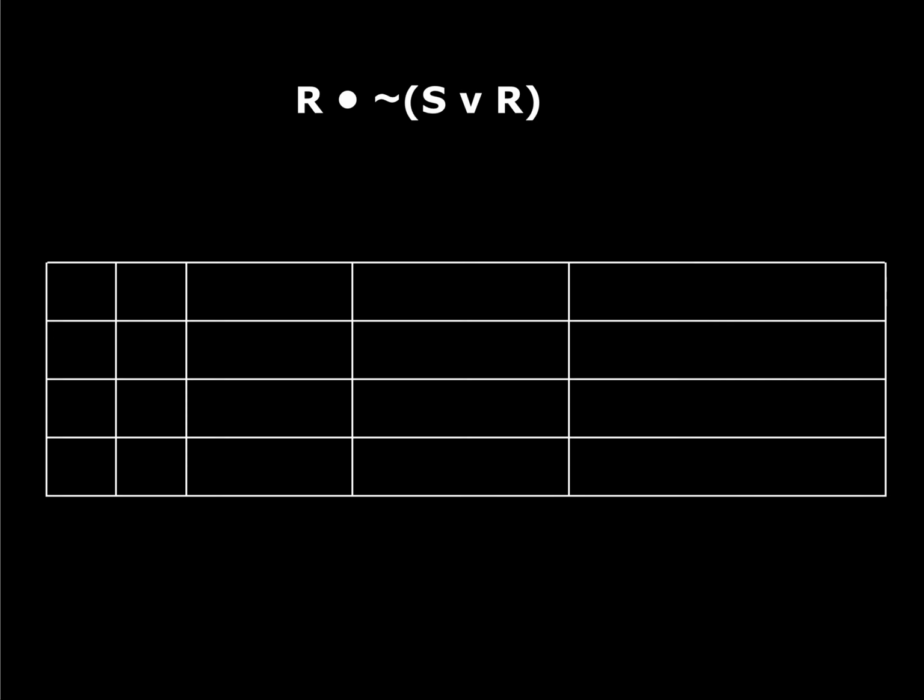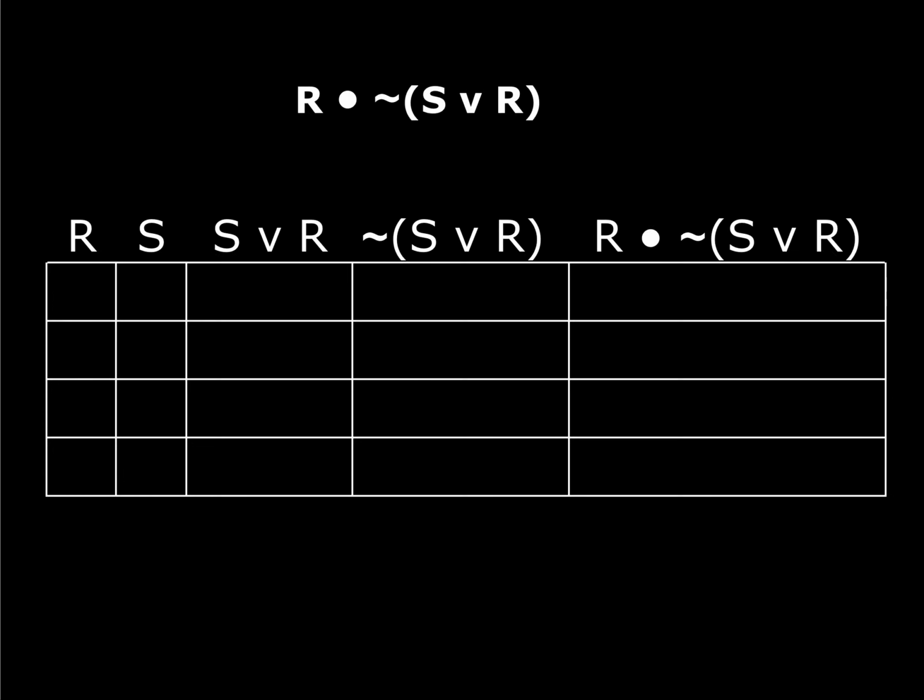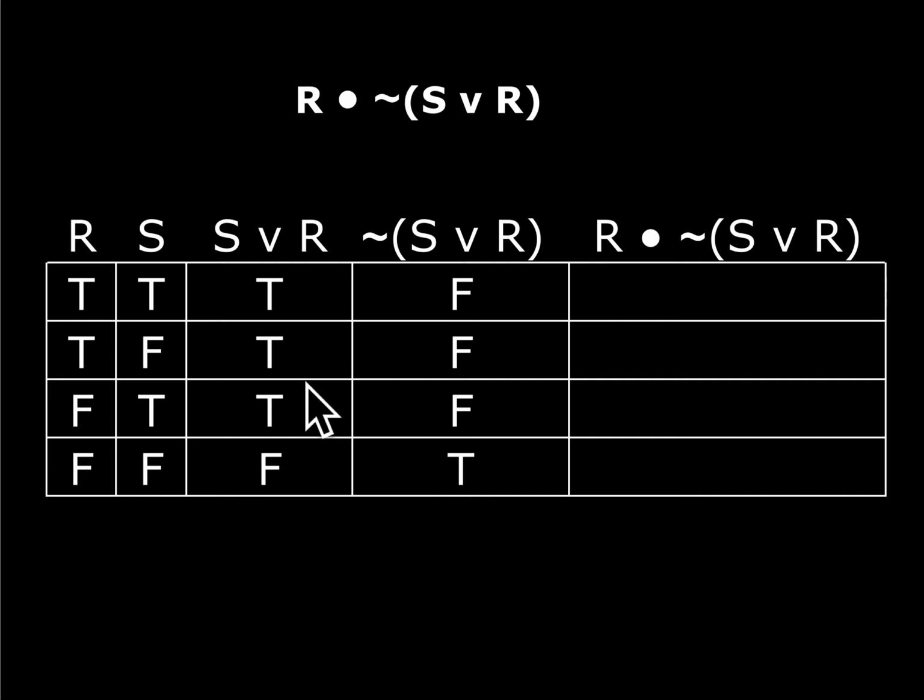So here's my table. It's got two atomic statements, so I'm going to need 4 rows. Here are the statements. Atomic statements are true, true, false, false, S, true, false, true, false, S or R, true, true, true, false. We did this in the last video, so I'm not going to go through this in detail. This is just the negation of that, so false, false, false, true.